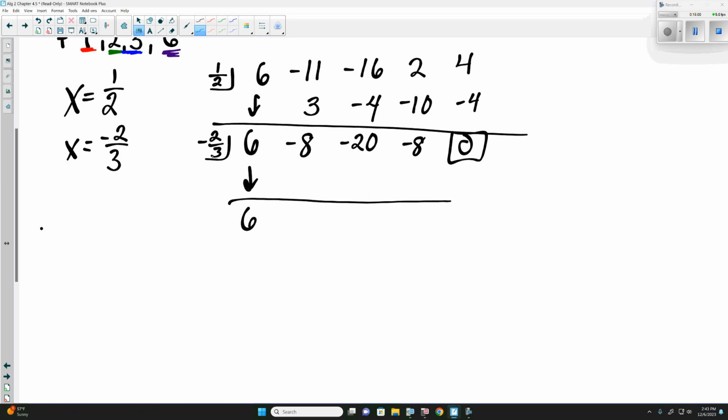Now, negative 2/3 times 6 is negative 4. Negative 8 plus negative 4 is negative 12. Negative 2/3 times negative 12 is positive 8. And negative 20 plus 8 is negative 12. Negative 2/3 times negative 12 is 8. And then we get 0. Questions on this here?